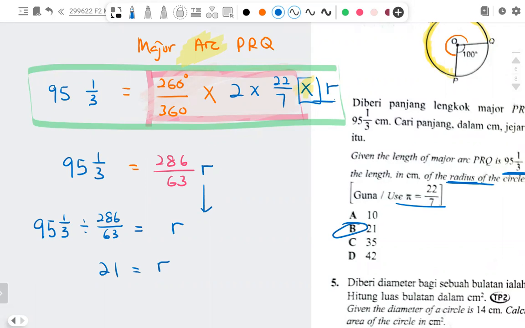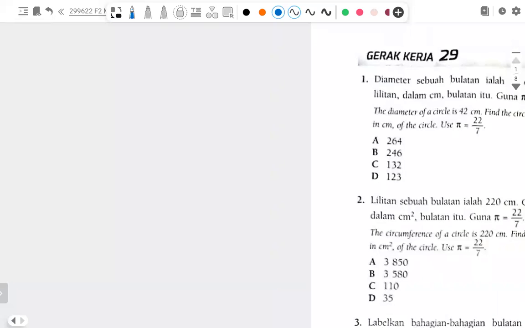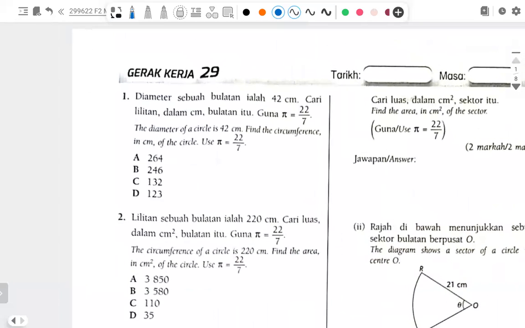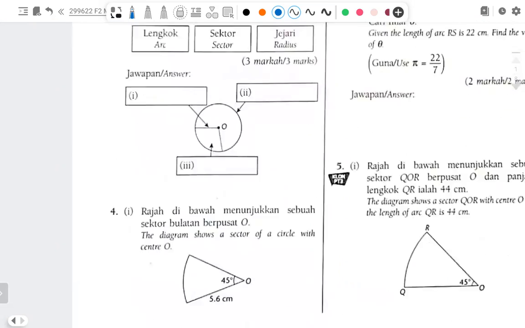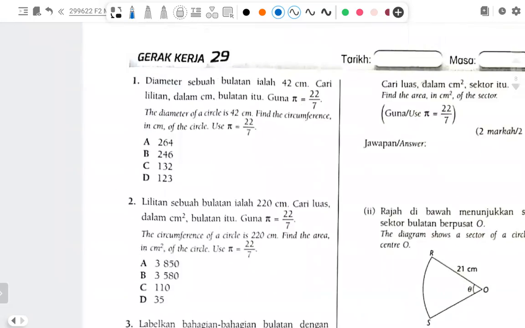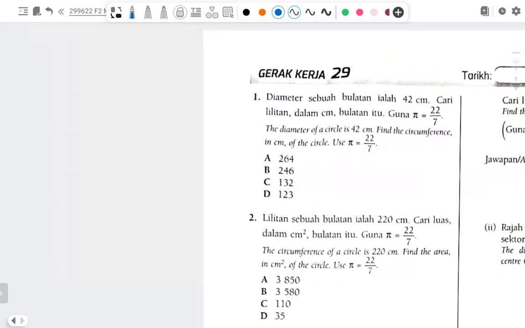Okay. Joe, are you okay? Do you manage to find out radius equal to 21 centimeter? Okay. So now I need you to take out your study book. We can do the exercise together. I think some of the questions in the previous page we have done, right? So I think we can just continue. Gerak kerja 29. This one is page 29 also. See. You have the book ready already?